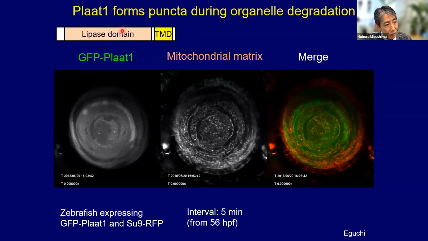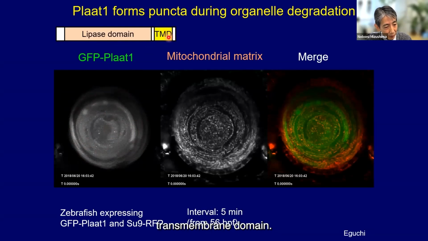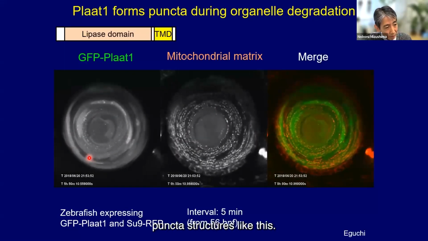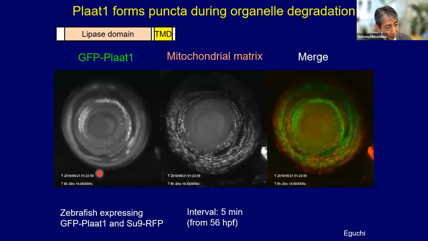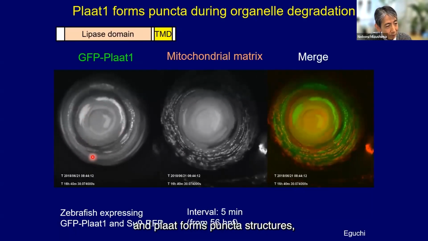PLAT1 has a large lipase domain and a C-terminal transmembrane domain, so this is a tail-anchored protein. Before the onset of organelle degradation, PLAT1 was diffusely present in the cytosol in lens fiber cells, even though it has a transmembrane domain. However, during organelle degradation, PLAT1 accumulates in punctate structures like this. So now mitochondria are degraded and PLAT1 forms punctate structures.